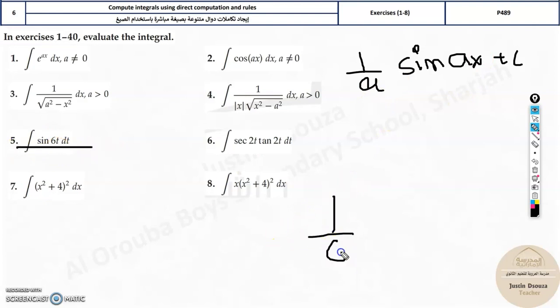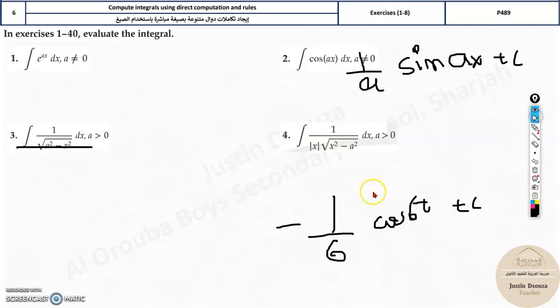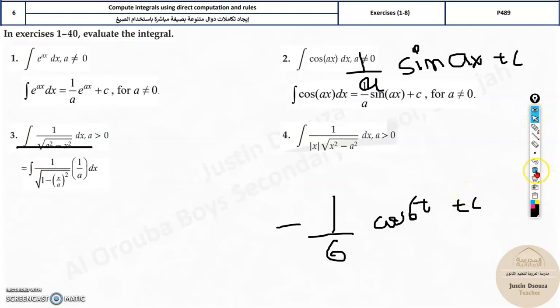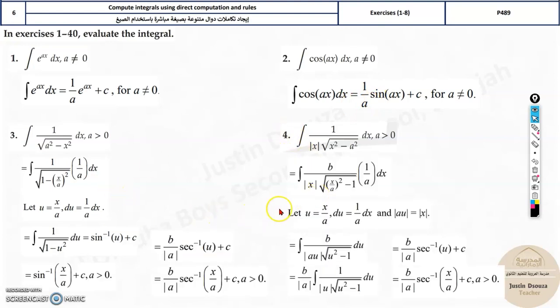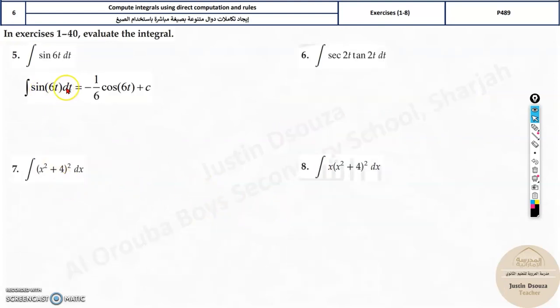It will be 1 by 6. Since it's sine to cos, it will be minus. And you will have cos 6t plus c. So directly you can get the answers. Let's just double check them. So one second, I'll come back to these. You can see over here, minus 1 by 6 and so on.